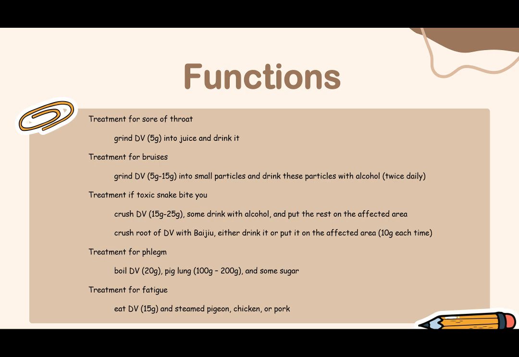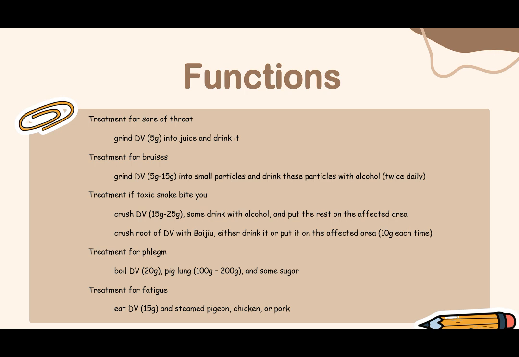And the second method is to crush the root of DV with baijiu. Baijiu is also a traditional Chinese wine, and you can just buy it online and either drink it or put it on the affected area. And be careful that you should use 10 grams each time.